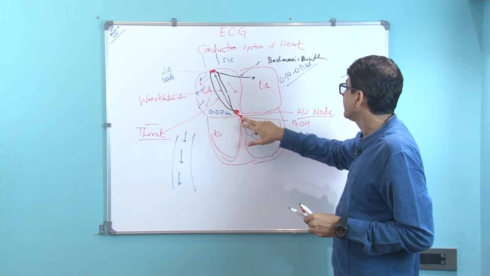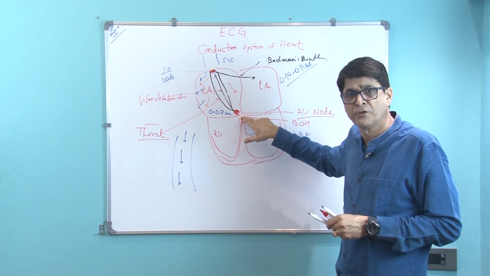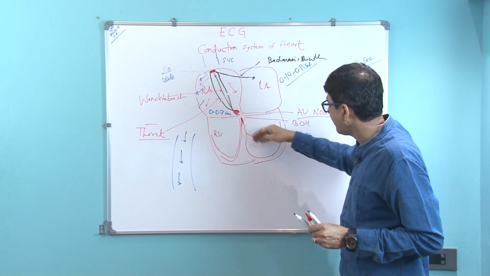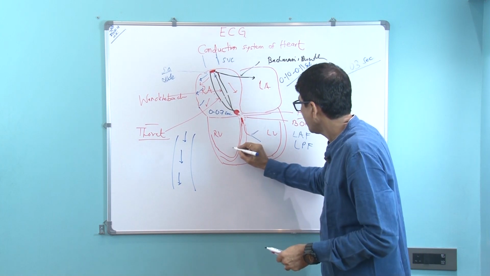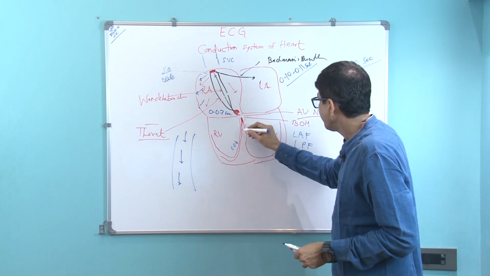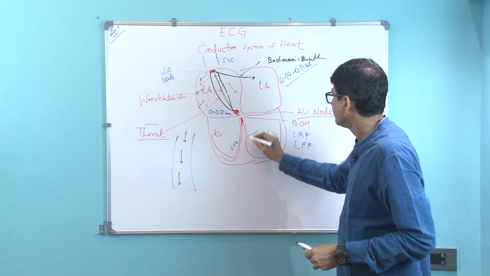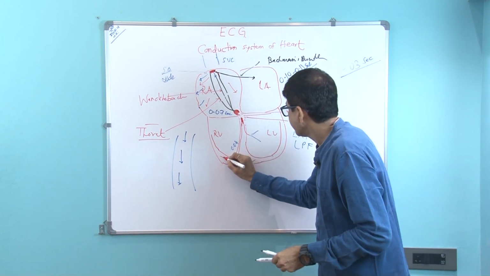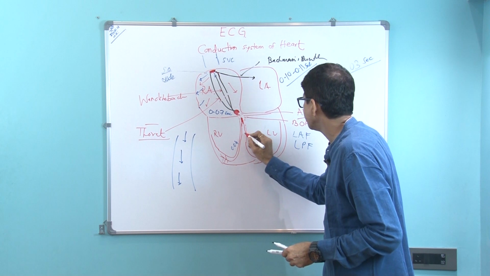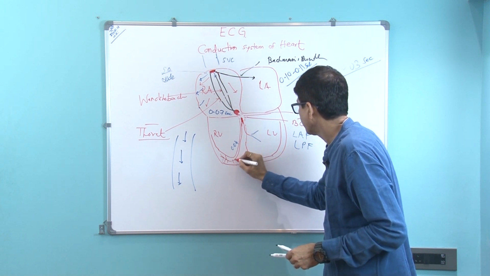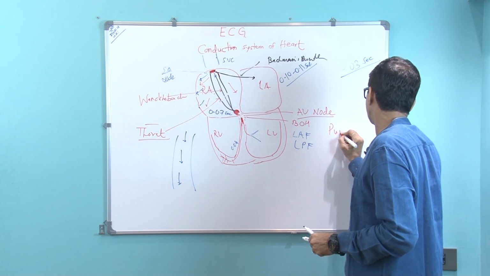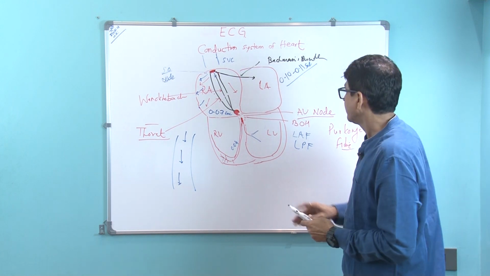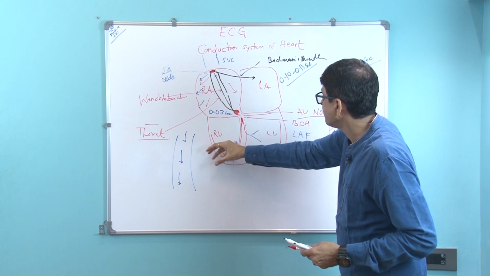But the impulse reaches the AV node in 0.03 second, and here there are also electrical wires, so it will take another 0.04 second to reach the bundle branches, and from the bundle branches the Purkinje system. Purkinje fibers are also an electrical connection, and then it will spread to the ventricle.